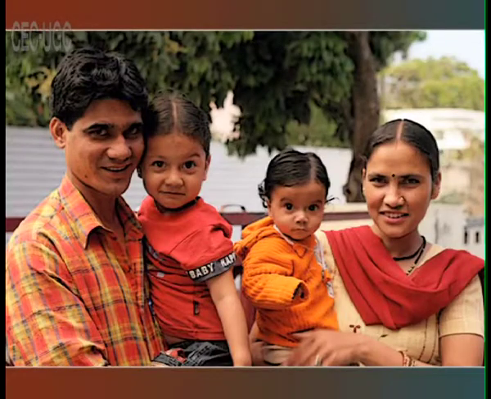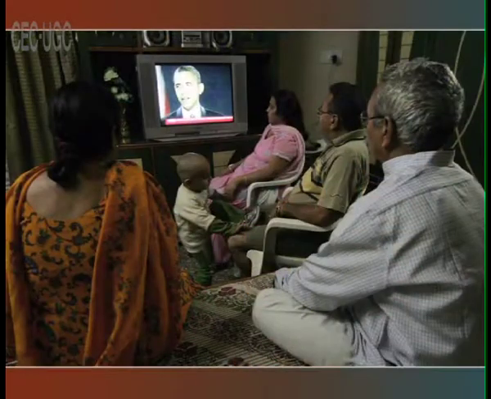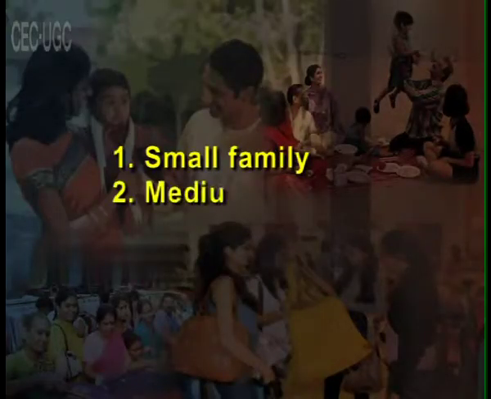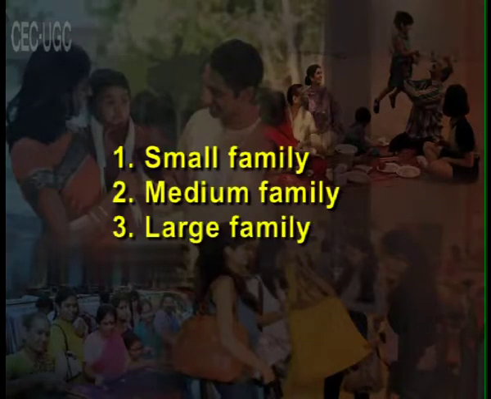Now we will learn about the composition of family. Family composition means the age, that is children, adults, etc., and number of members living in the family. It is simply known as the family size. Family size generally can be of three types. They are small family, medium family, and large family.